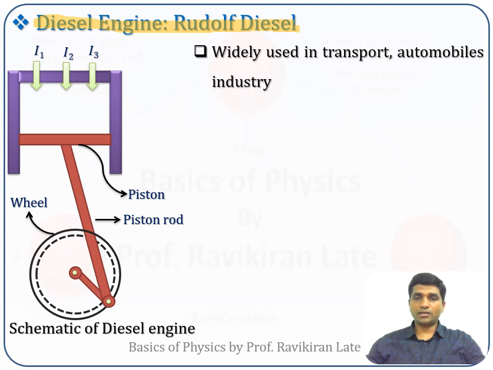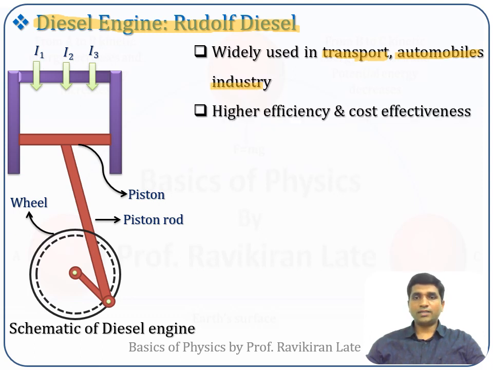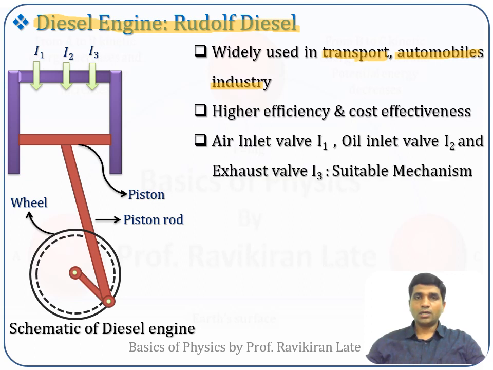Nowadays, or in the late 20th century, these engines were majorly used in the transport of vehicles, in transport systems and the automobile industry. The automobile industry presently also uses diesel engines in a major way as compared to the petrol engine. Now what are the reasons behind this? The reason is that the diesel engine has higher efficiency as compared to the petrol engine, and it is cost effective as well.